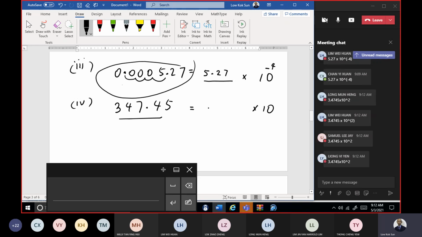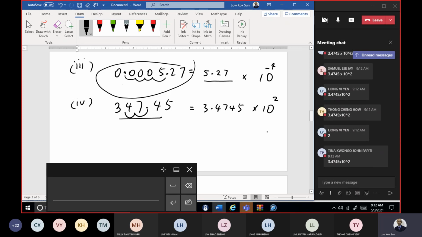How many steps do we count? The first number must be this, in standard form. But we want to see how many times it has moved to become 3 point something. How many times did I move? Yeah, 2. So this is the answer.